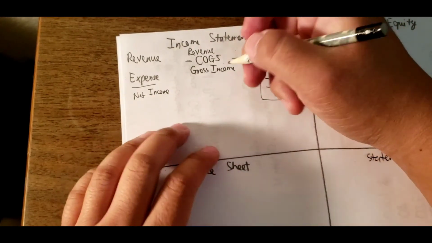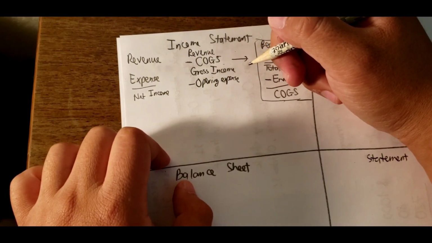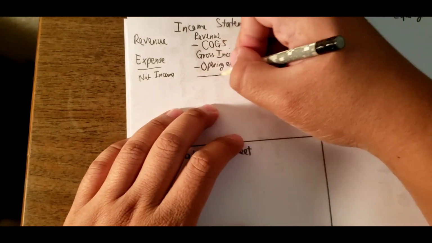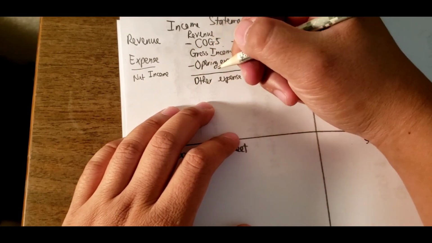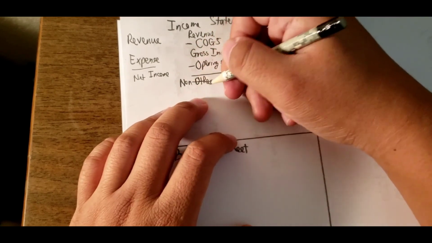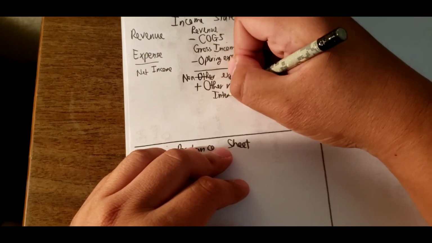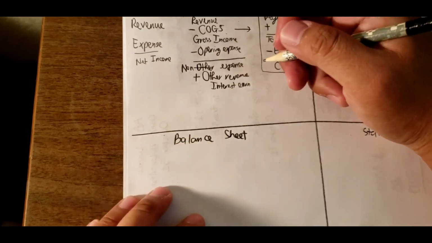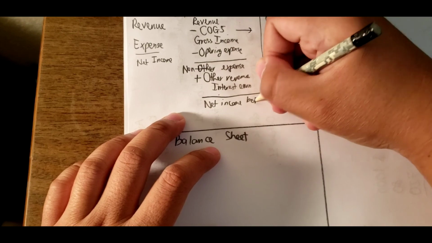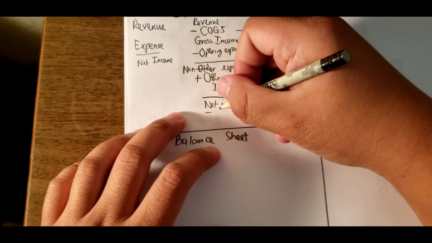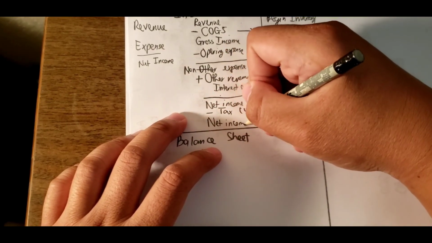After we have gross income, we have operating expense. Operating expenses are like administration expense, marketing expense, something like that. Later, we have other expense, which people call non-operating expense. And next we have other revenue, like interest earned, or maybe a gift or something like that. Then we have net income before tax. Then we minus tax, for example 40%. Then we have net income after tax.